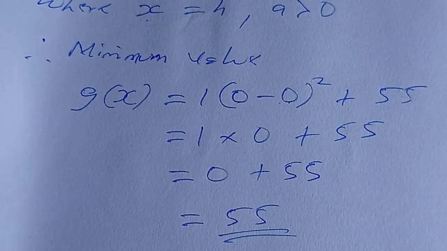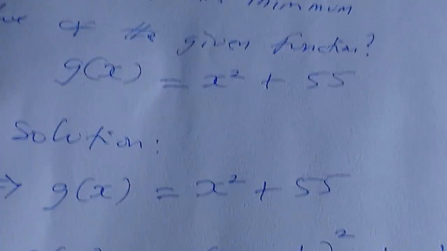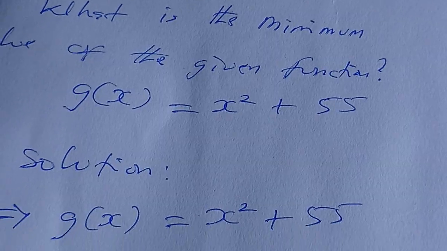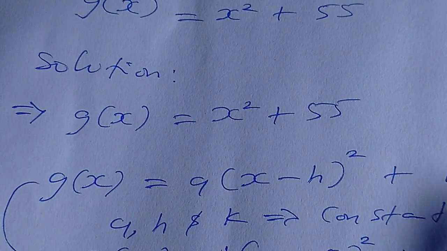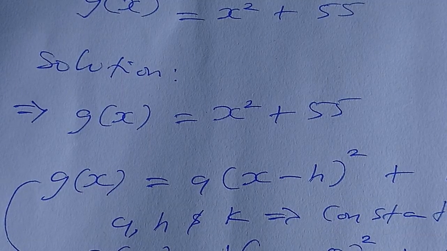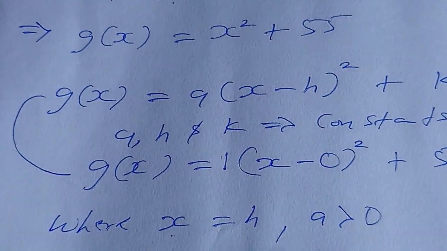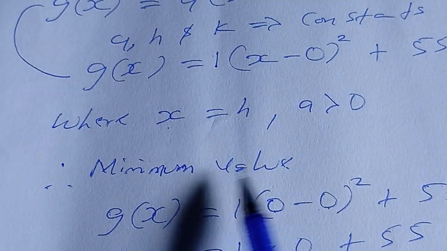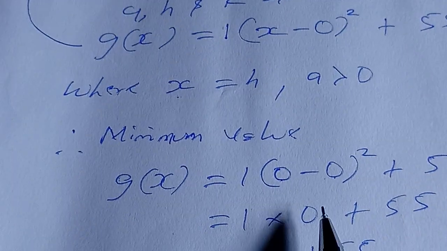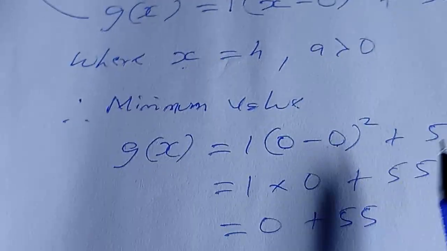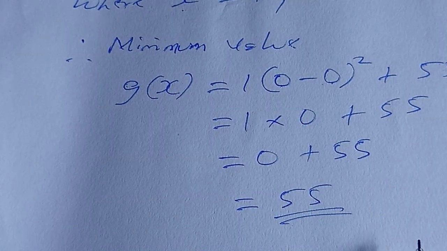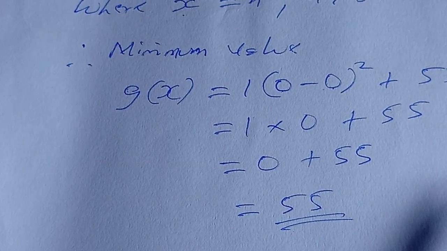So the minimum value of this expression, as we're given, g of x equals (x minus 0) squared plus 55, is 55. Why? Because x and h were equal. H is 0, so x also became 0, meaning the whole of this turned out to be 0. And 1 times 0 gives you 0, and then 0 plus 55 will finally give you 55. So that's the minimum value for that function.